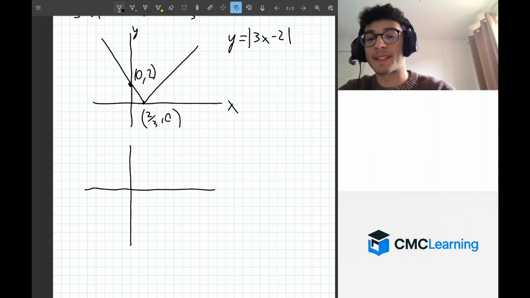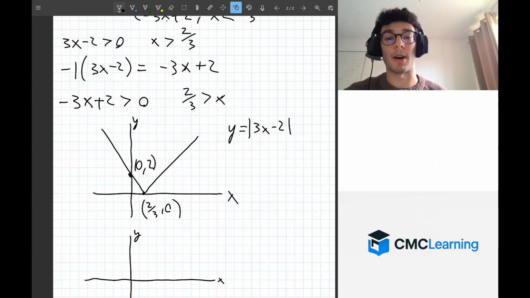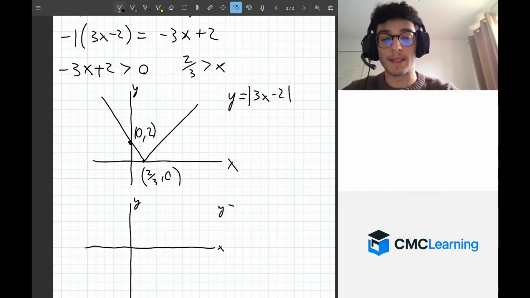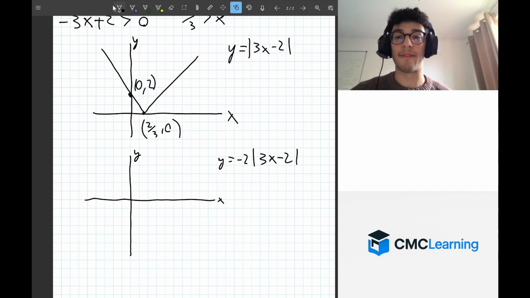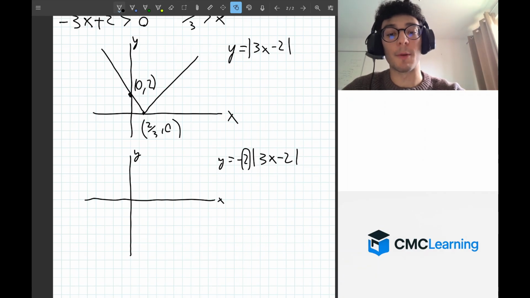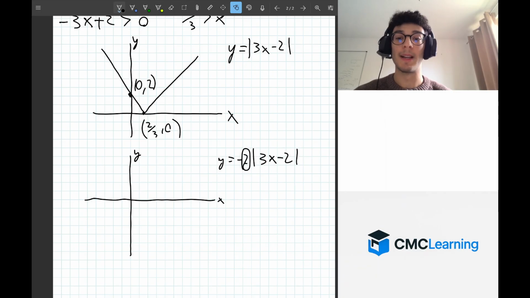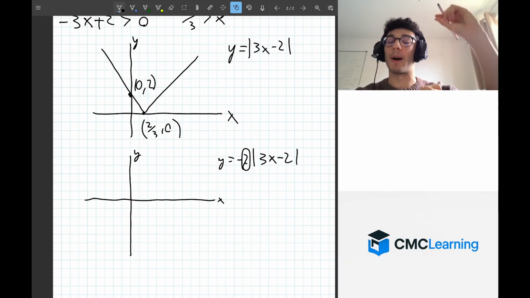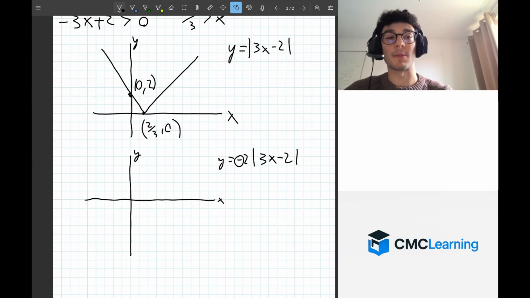So let's have a look at the next scenario. Here, I'm going to plot this -2 factor behind it. So y is equal to -2 multiplied by the modulus of 3x minus 2. Anyone familiar with their function translations should understand that what we're doing is scaling in the y by a factor of 2, essentially multiplying every y coordinate by 2. But on top of that, we need to multiply by -1.